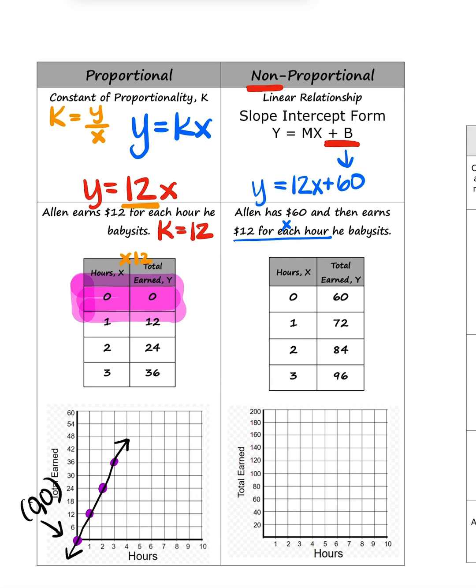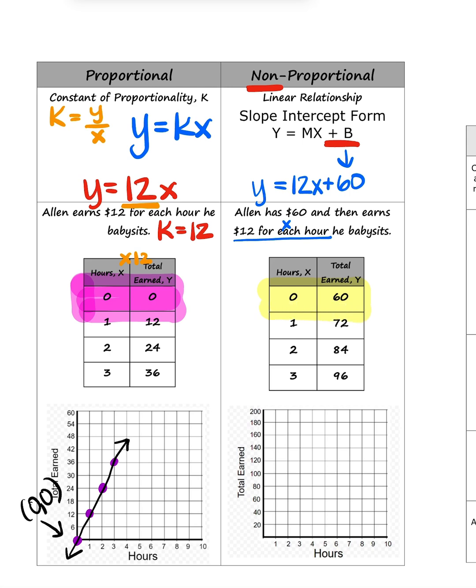So in this case, our equation is different because he starts with that $60. He's starting with money. He's beginning with money. And so if he's beginning with that $60, when you look at our graph here, we start at 60.